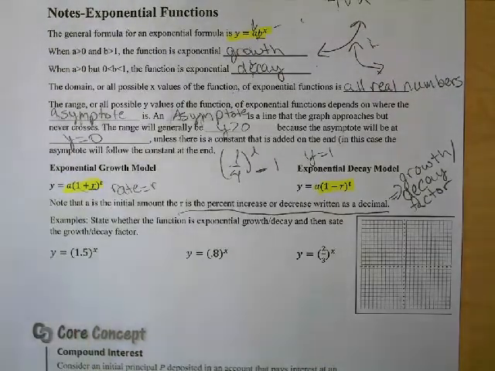Okay? The goal is, when you do examples of these, I always think about how do I get to 1? Because we kind of want to rewrite them to make it so we can easily identify the growth or decay factor. That's what we're trying to identify. Okay?